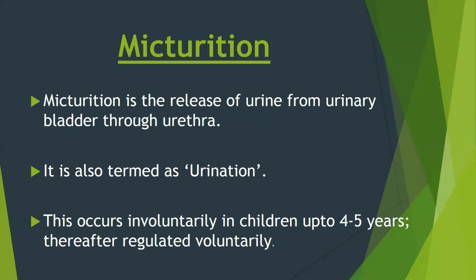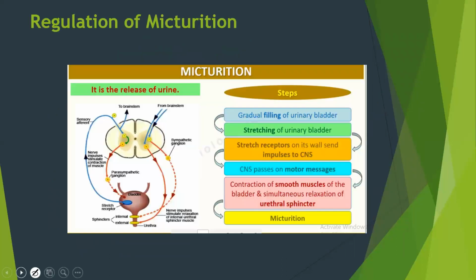Now, let us understand what is micturition. Micturition is the release of urine from the urinary bladder through the urethra. In common term, it is termed as urination. We all know that it occurs involuntarily in children up to 4 to 5 years, but it can be regulated. It is voluntarily regulated in adults.